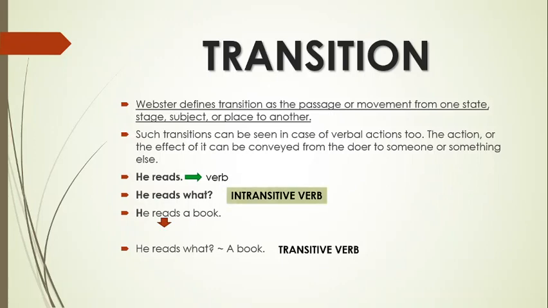Again, if we say he reads a book, using the same verb reads, we can say that the action of reading is conveyed to the book. We know about the subject, that is he. We also know what he is doing, that is reading, and we also know where the effect of his action is conveyed, from him to the book. So here if we ask he reads what, we get an answer, a book. Therefore, we can say the verb reads is used here transitively.